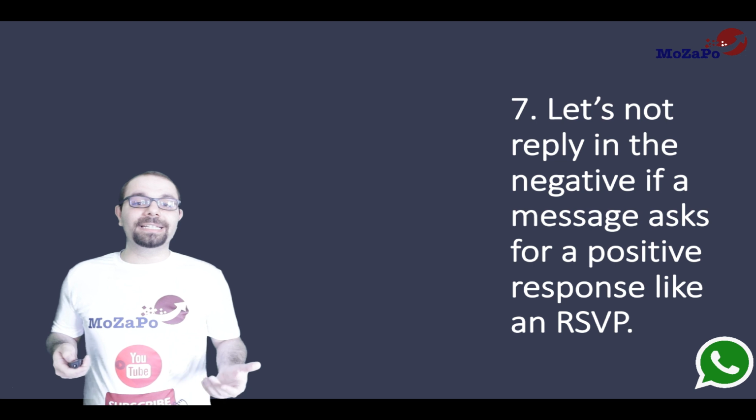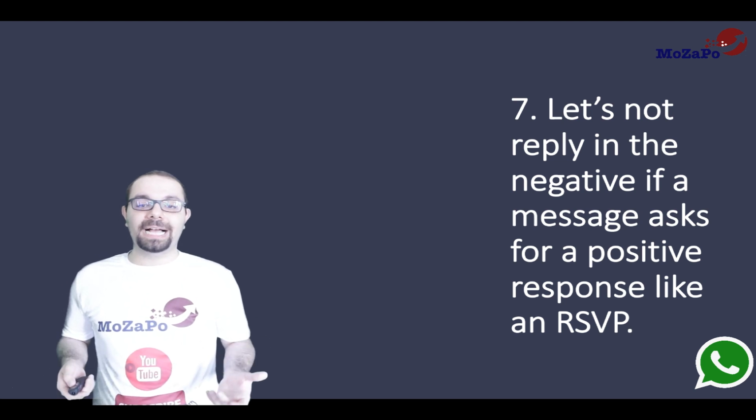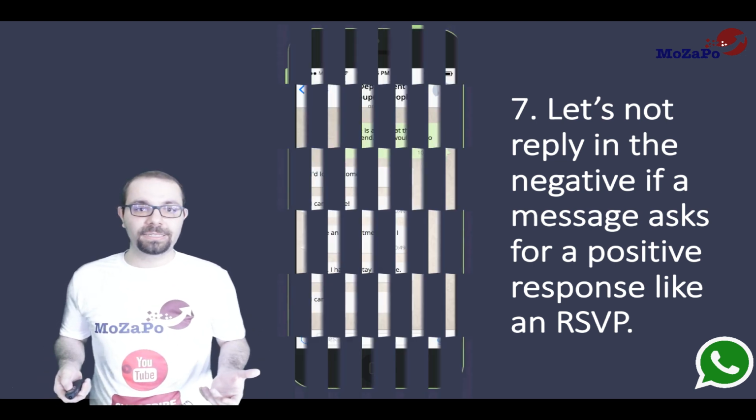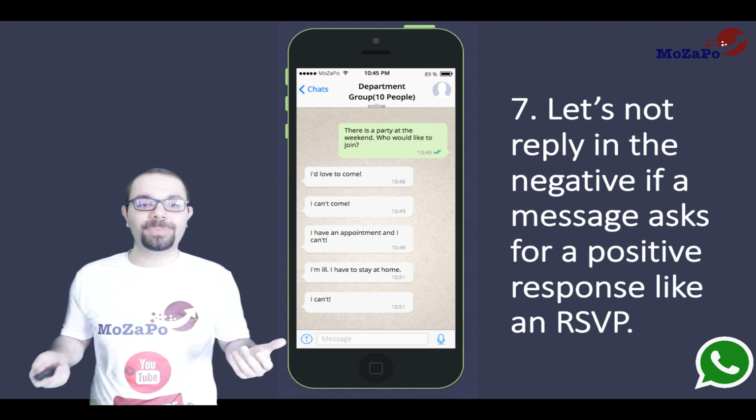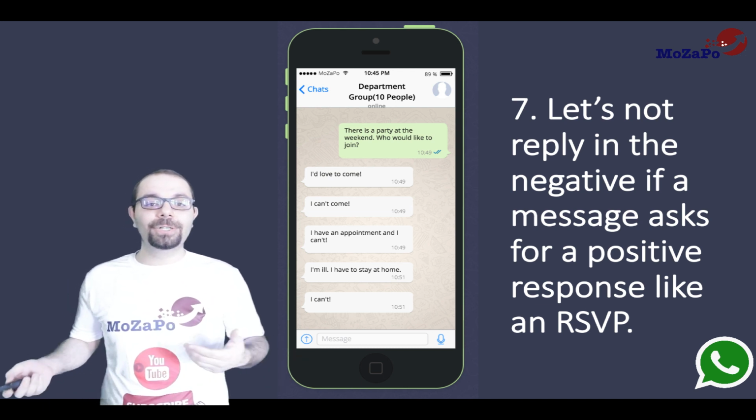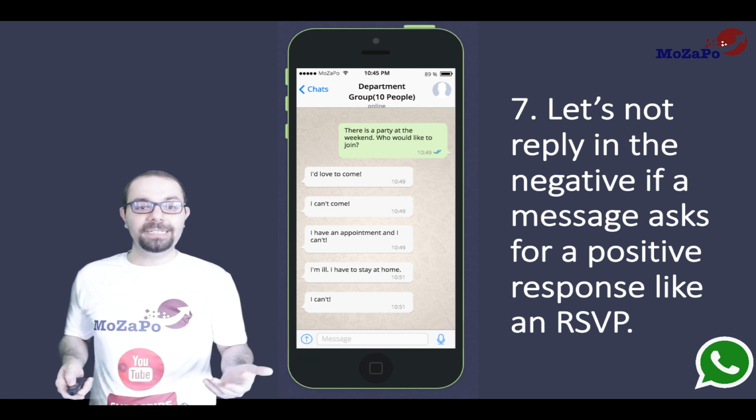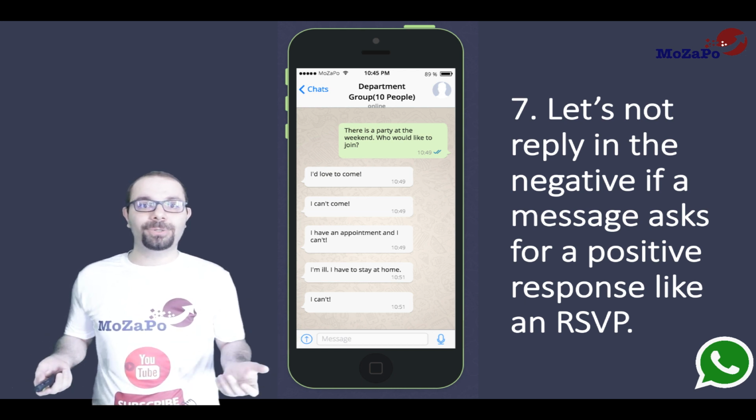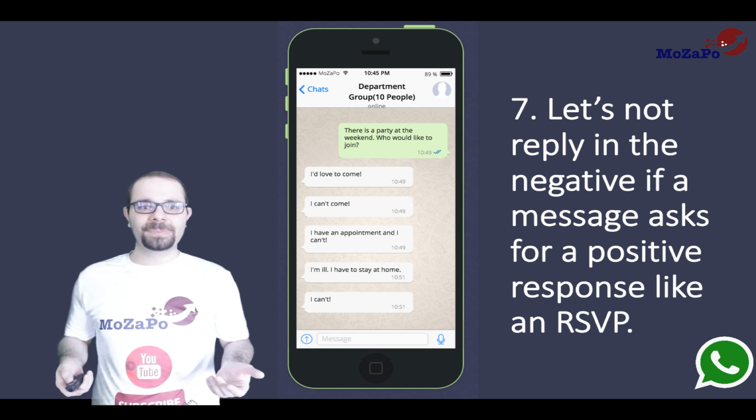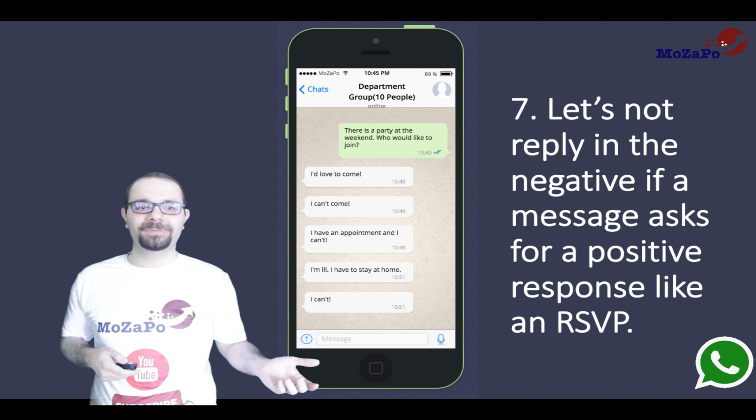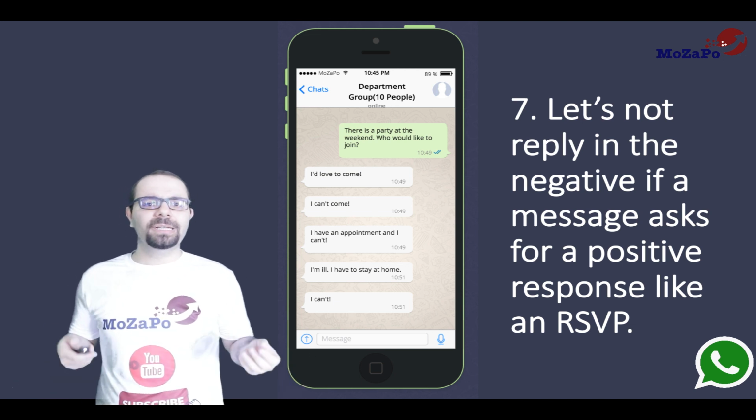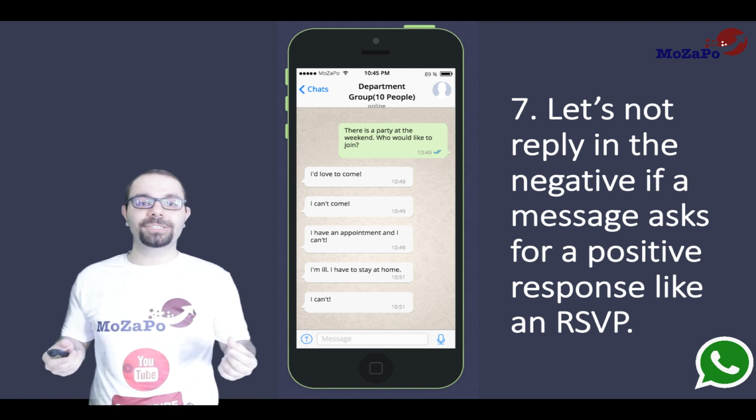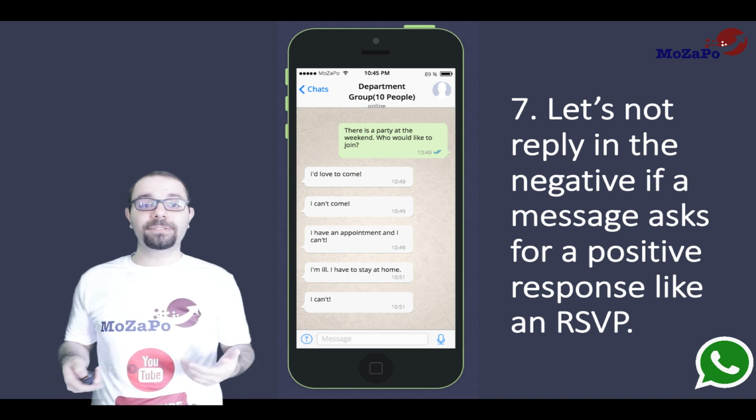Let's not reply in the negative if a message asks for a positive response. For example, here, there's a party at the weekend. Who would like to join? And here there are a lot of people who don't want to join and they write their messages. For example, I can't come. For example, I have an appointment. Just the message asks for positive replies.